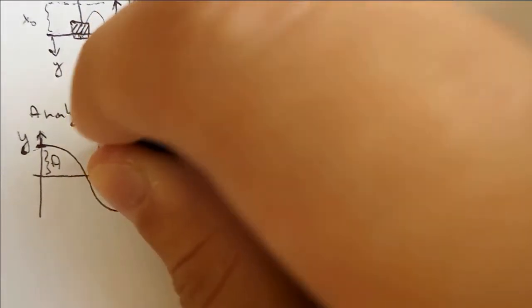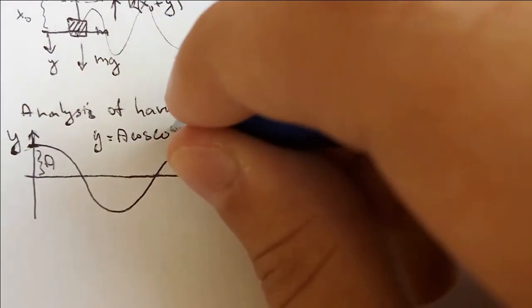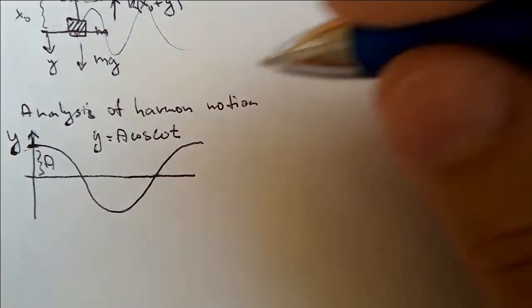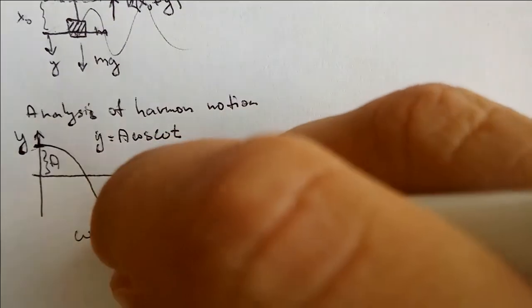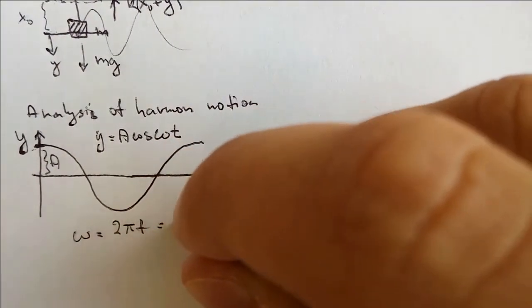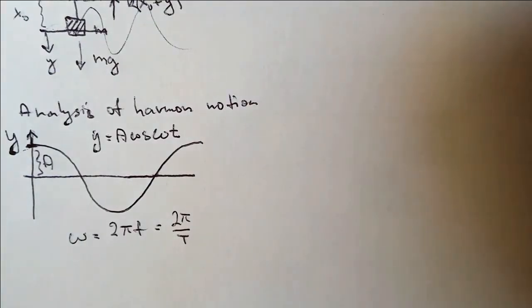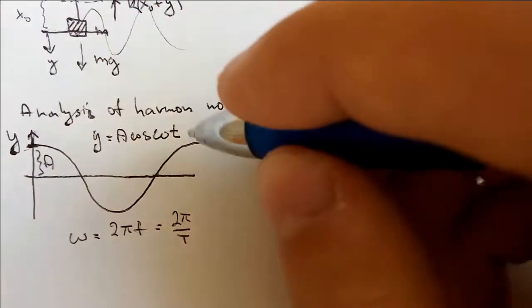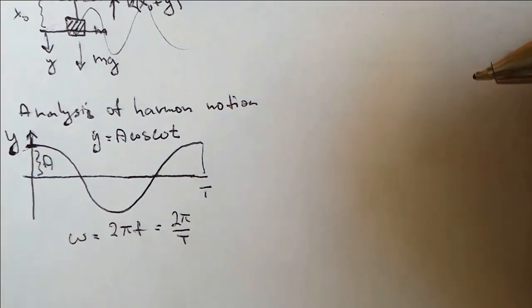So this y is A times cosine of omega times t, where omega is the angular frequency. And let us recall that angular frequency is 2 pi times the regular frequency, which is 1 over T, and T is the period of the motion. So this distance is one period.